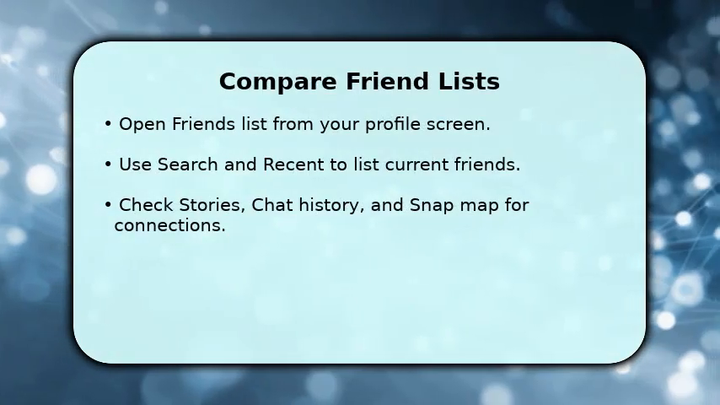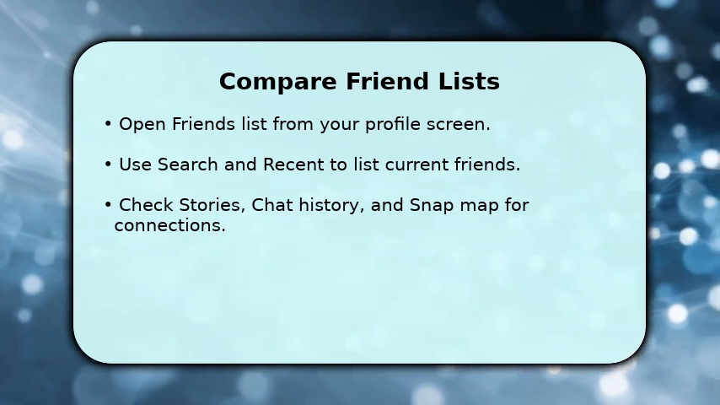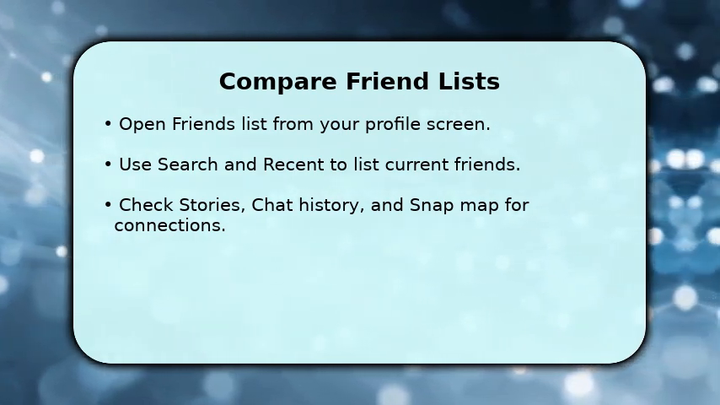Now go to your friends list from the profile screen and scan for names you expect to see. Use search to quickly find specific people. If they don't appear, note that.